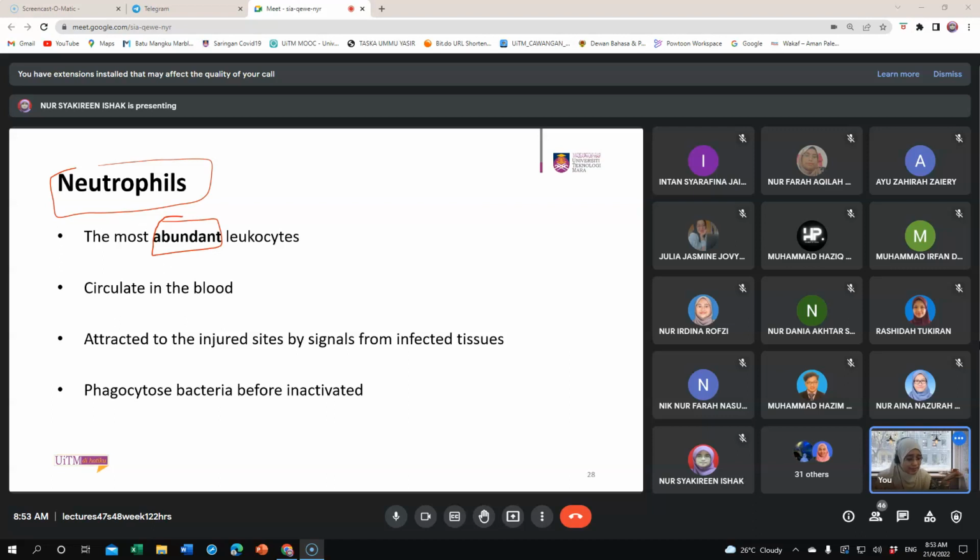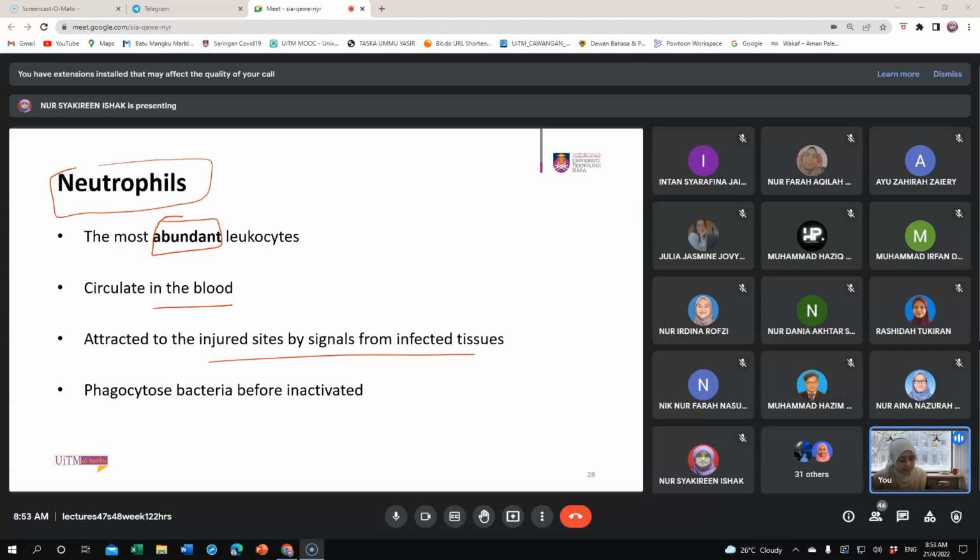Dia yang akan pergi dulu kat infected area, dia yang datang pada jumlah yang banyak. Okay, it is the most abundant. Abundant leukocytes. It circulates in the blood, attracted to the injured sites by signals from infected tissues. Infected tissues will produce chemical molecules that will signal this neutrophil to come to that injured site, to the wound. For example, you have a cut or a wound, so the neutrophil will come to that wound because the injured tissue will produce signaling molecules that will attract the neutrophil to come to that area.